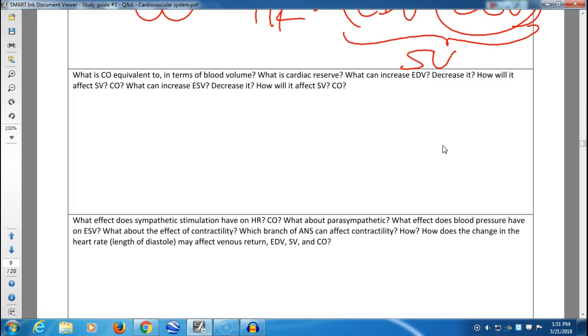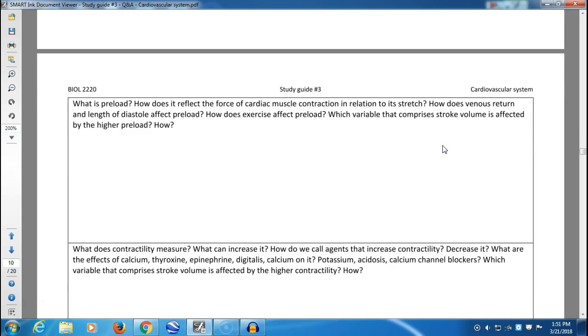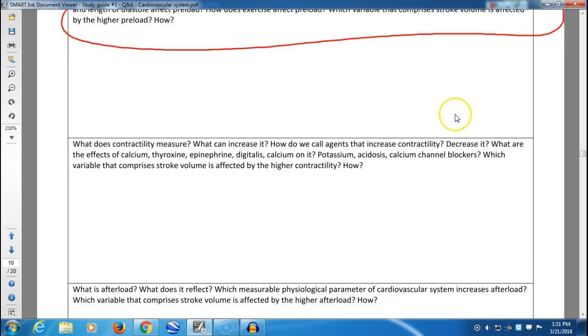So increased blood pressure equals increased afterload, right? Increased systemic blood pressure means increased afterload. We got this. Change in the heart rate may affect venous return, preload. Contractility. Okay. Inotropic agents. The ones that I can and probably will ask you about.